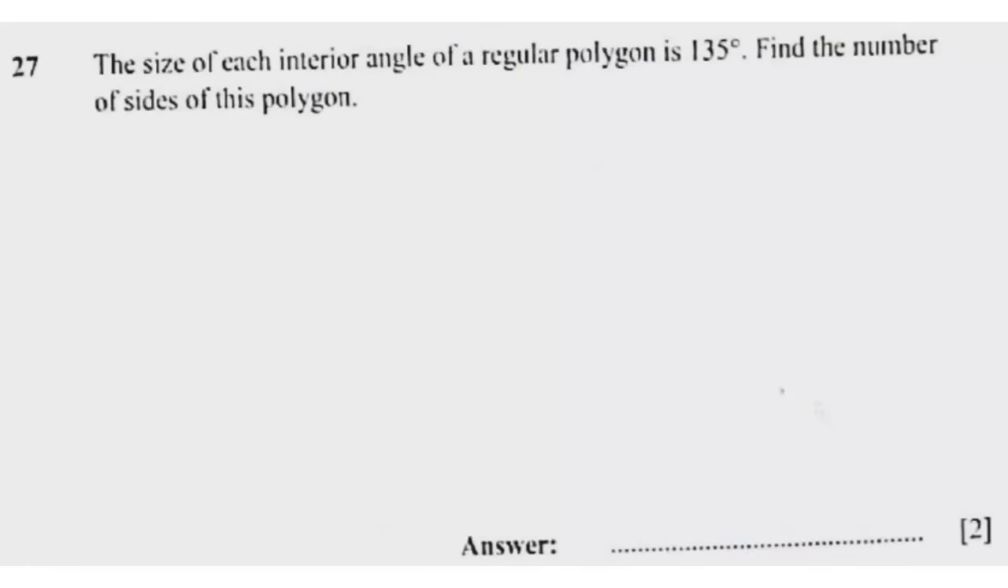Okay, we come to question 27, which is: the size of each interior angle of a regular polygon is 135 degrees. Find the number of sides of this polygon. To find the number of sides of this polygon, first we need to find the size of the exterior angles. To find the size of exterior angles, we should use the property which states that the interior angle and the exterior angle at the same point add up to 180 degrees.